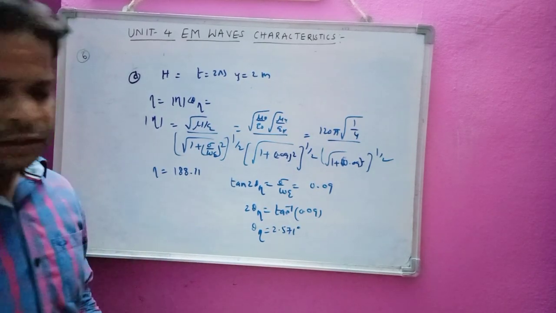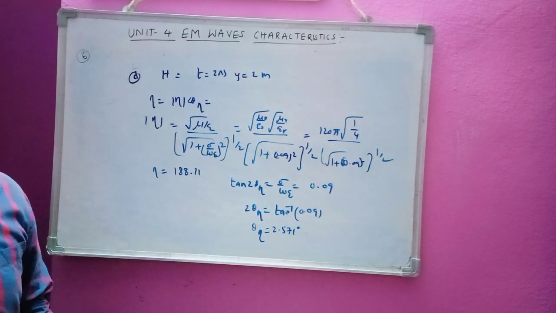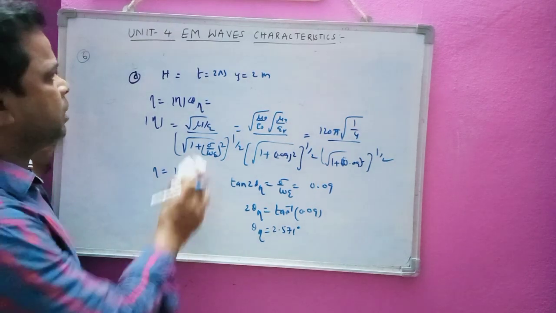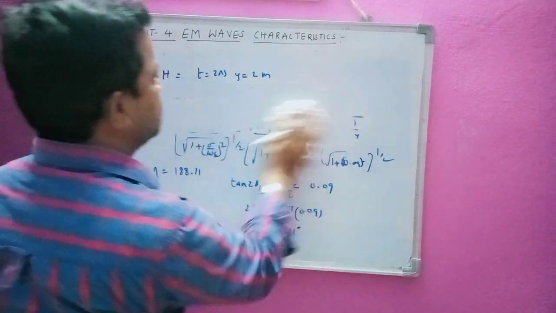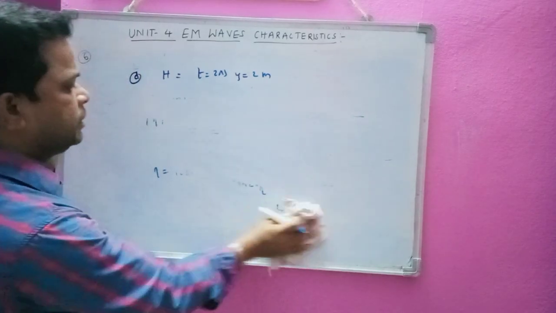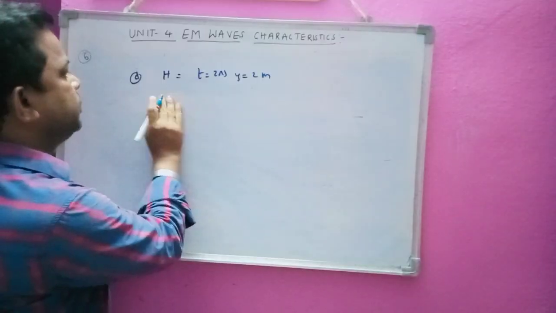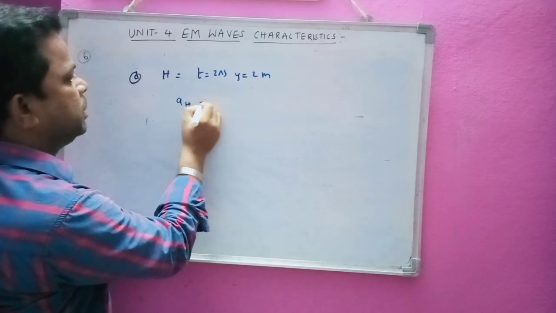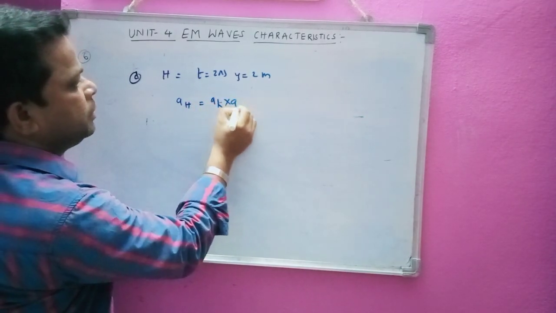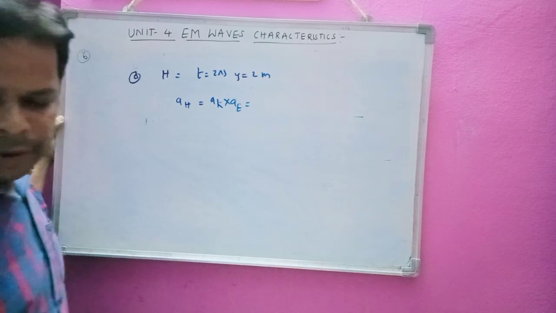Now in order to find h, first we have to find the direction, which is aH. Because we have to find the h value, we have to find the direction of aH. aH is equal to aK cross aE here. aK is the direction of wave propagation.